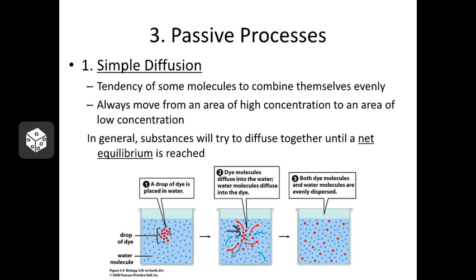Now, eventually, the dye molecules are going to get nice and spread out in that water, and they're going to reach what we call a net equilibrium, or sometimes just equilibrium. At that point, there is no more net movement because they're spread out. They don't have to move in any particular direction because they don't have to. They don't feel like it. They're happy where they are.